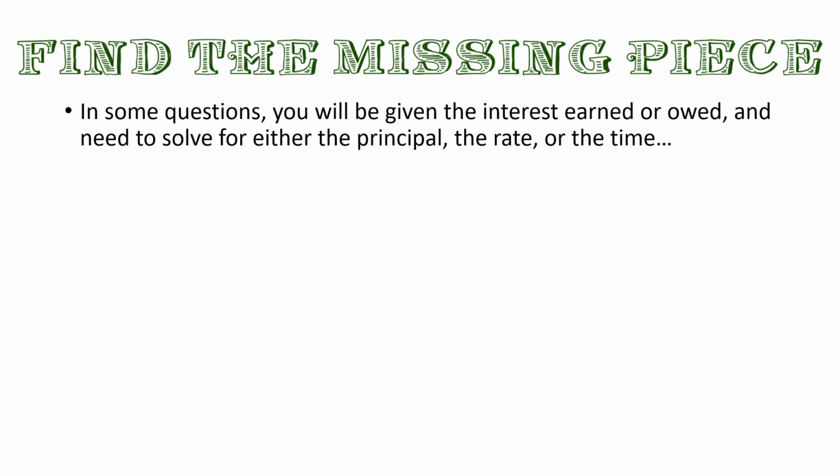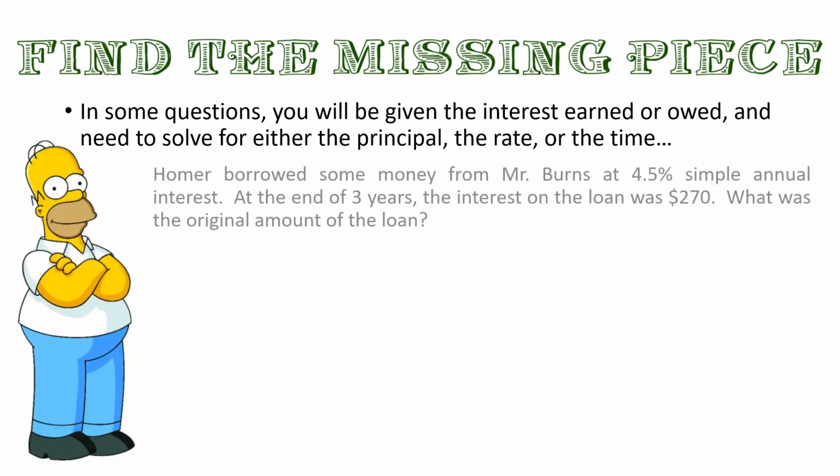Now that you've seen both types of questions, we're going to work on finding the missing piece. So what I mean by that is in some questions, you will be given the interest earned or the interest owed, and you're going to have to solve for one of the other pieces, either the principal, the rate, or the time. So in this question, Homer borrowed some money from Mr. Burns at 4.5% simple annual interest. At the end of 3 years, the interest on the loan was $270. What we're asking you to find is what was the original amount of the loan.